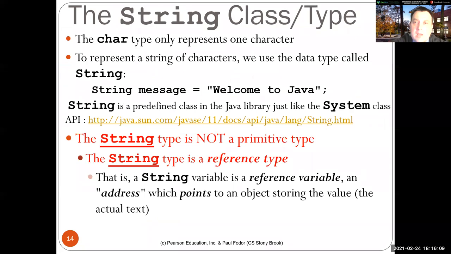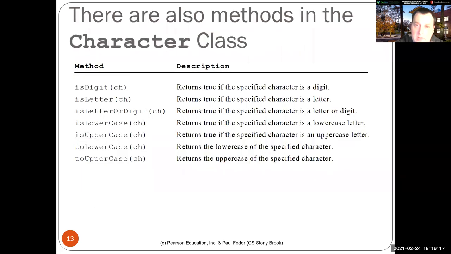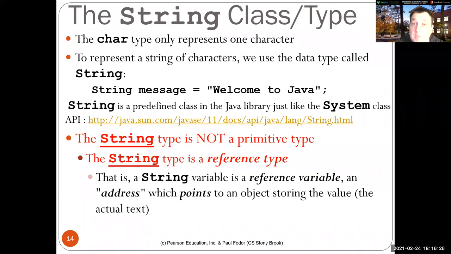Now, talking about the String class, there are a lot of functions available for strings. What we saw before is the Character class. It only takes a character, and it has methods for checking if it's lowercase, uppercase, digit, and so on. The String class represents a string. That means any number of characters. It's within double quotes, and it may be from an empty string to a string that has any finite number of characters.